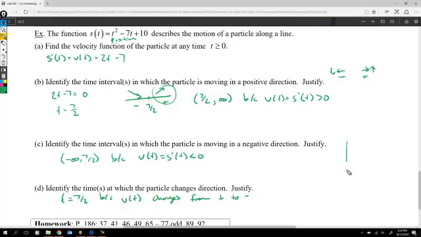Just like on a graph, if your graph takes a U, for instance, right here at my critical number, the first derivative changed sign from negative to positive in this case, and so it went from going down to going up. And it's the same thought here for particle motion. It was moving down, now it's going up. It was moving in a negative direction, now it's moving in a positive direction. Same deal here. Whenever your velocity changes sign, that means that your particle changed direction.